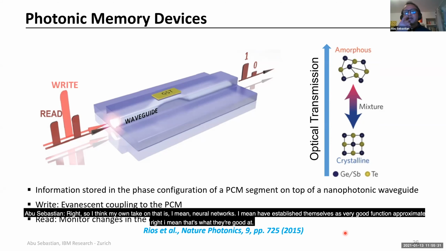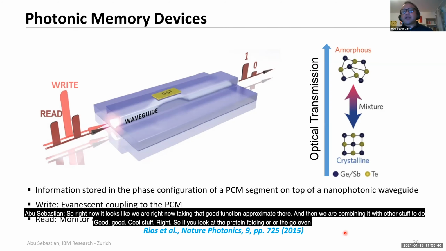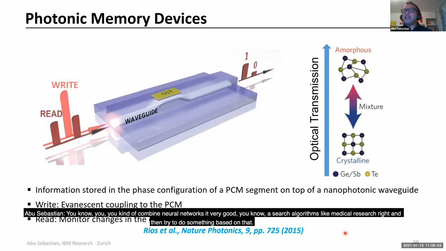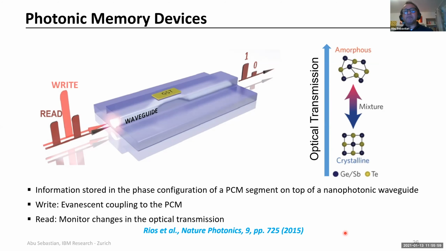Right. So I think my own take on that is, neural networks have established themselves as very good function approximators. That's what they're good at. So right now, it looks like we are taking that good function approximator and combining it with other stuff to do cool stuff. If you look at protein folding or even Go, you combine neural networks with very good search algorithms like Monte Carlo tree search, and then try to do something based on that.